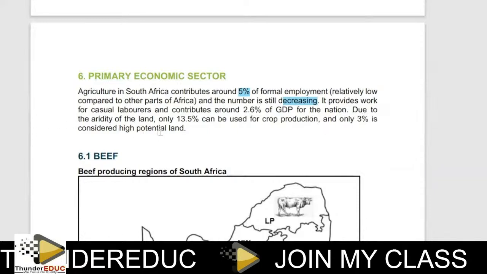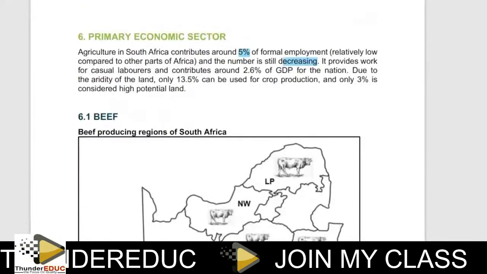Due to the aridity of the land, only 13.5% can be used for production, and only 3% is considered high potential land. Can you imagine? So if you look at this 3%, only 13 is being used. Where's the rest? The rest is less productive because it is very dry, so you find it contributing less.